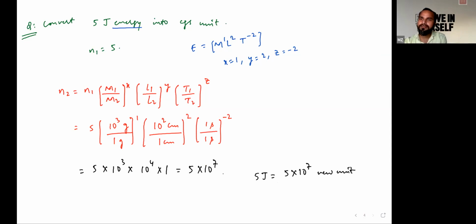So what unit are we supposed to put? If you don't know about this particular unit, just leave it by writing new unit. Or if you know about the unit of the new system, that is CGS unit, you can write it like this. The CGS unit of energy is erg. CGS unit of Newton is dyne. So you may write erg and dyne in place of joule and Newton. Okay.